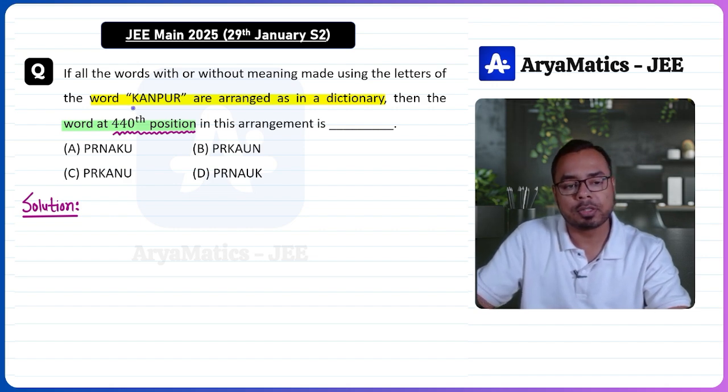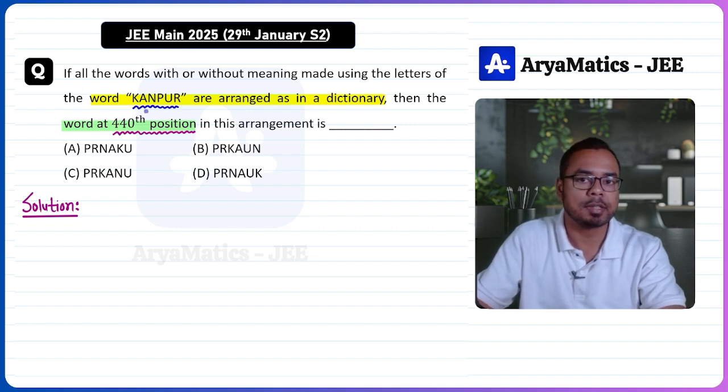Now the given word is this one. By rearranging the letters of this word, in total you can create 6 factorial, 720 words, right? All these letters are distinct. So in total 720 words you can create. Now we have to find the word on this place. When you arrange all those words in alphabetical order, we have to find the word on the 440th place.